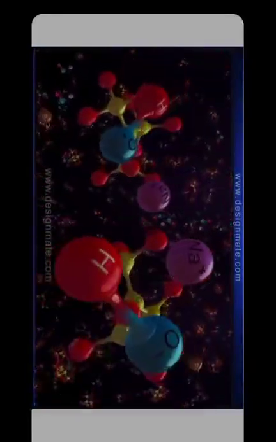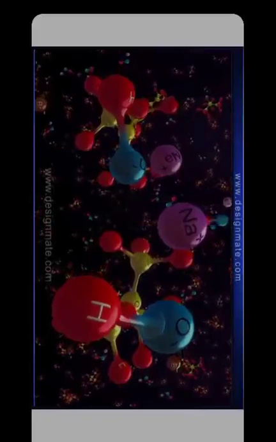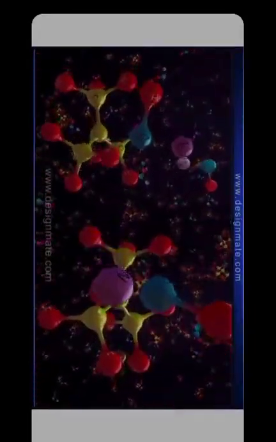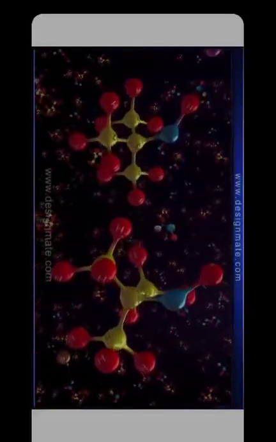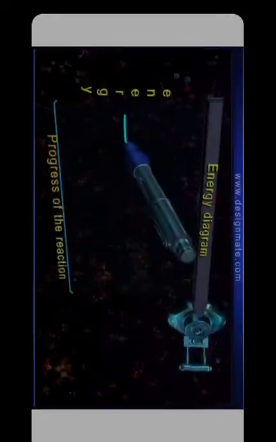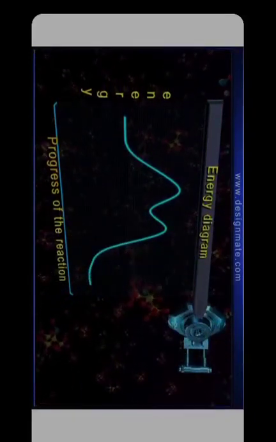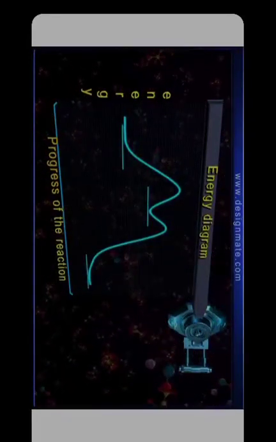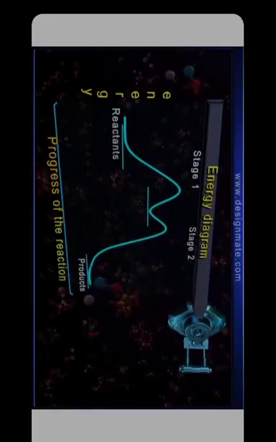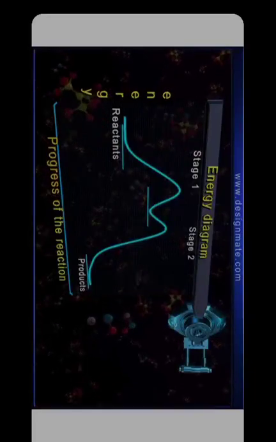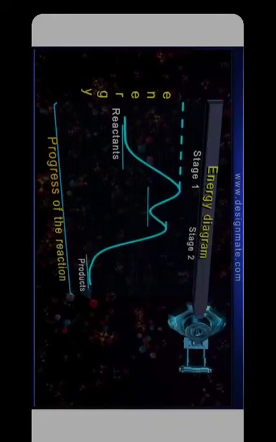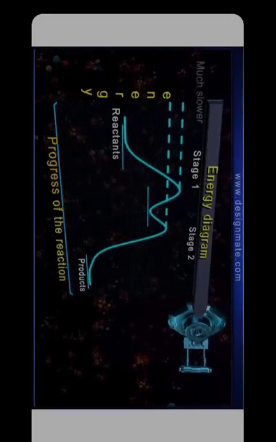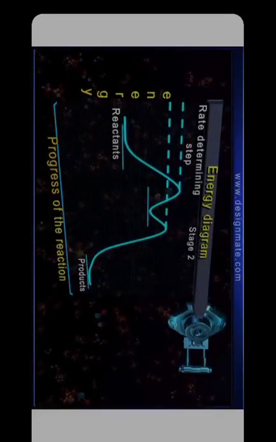The second step involves the attack of a nucleophile, that is the hydroxide ion, which converts the carbocation into the product called tertiary butyl alcohol. Let's look at the energy diagram for this reaction. The two different peaks in the graph represent the two stages of the reaction. The activation energy for the first step of the reaction is much larger than that for the second step. Hence, as seen earlier in the mechanism, the first step is much slower and it is called the rate determining step.